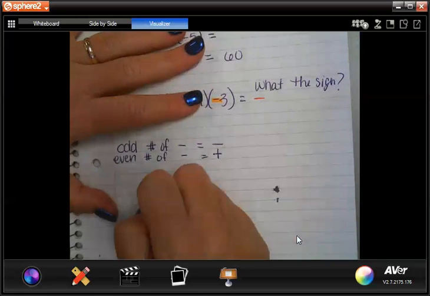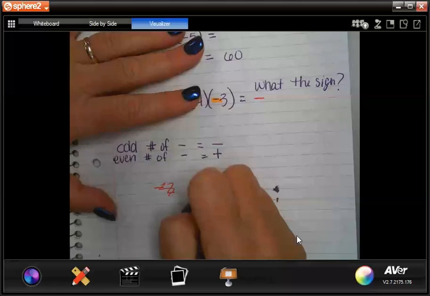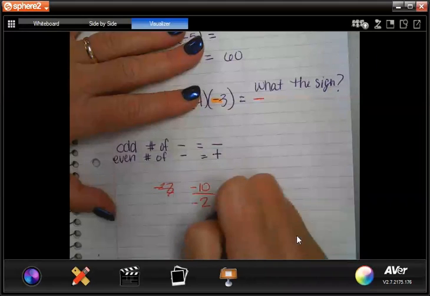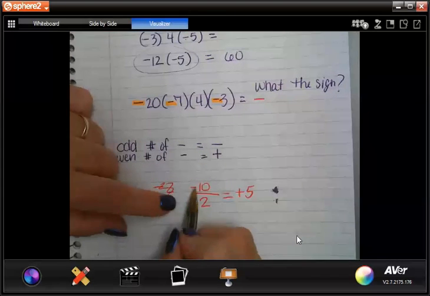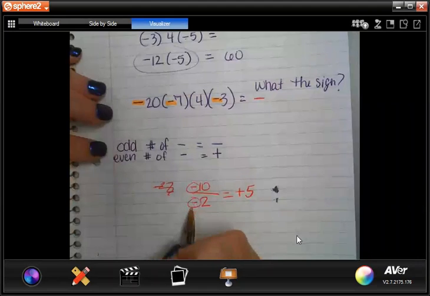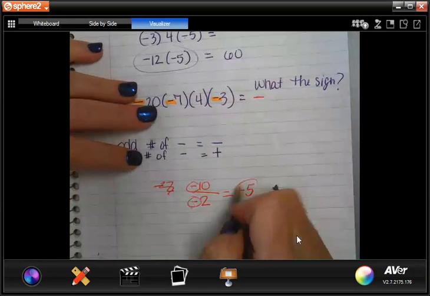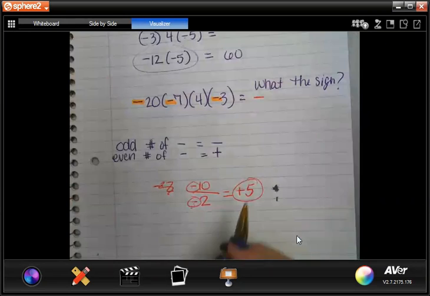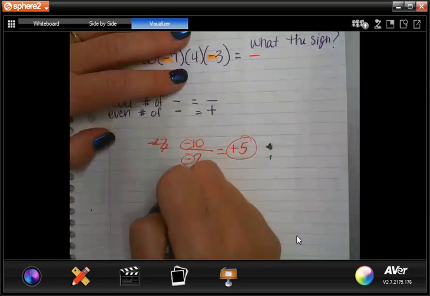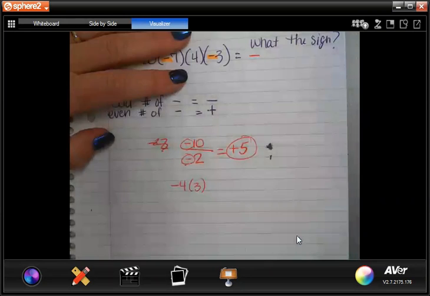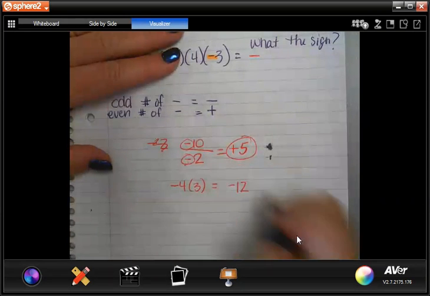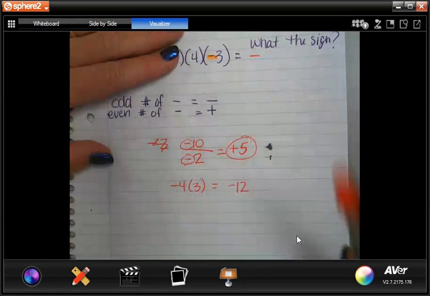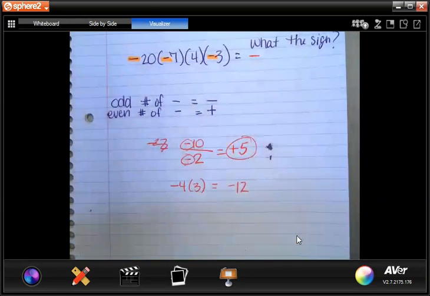Let's try division. Negative 10 divided by negative 2. A negative divided by a negative is a positive. Same sign. There's 2 negatives, so that's even. So my answer is a positive 5. Okay, if I had negative 4 times positive 3, I have only 1 negative, so my answer would be negative 12. Okay, so that's another way of looking at your rules for multiplying and dividing integers.